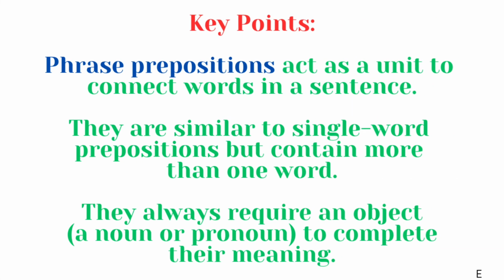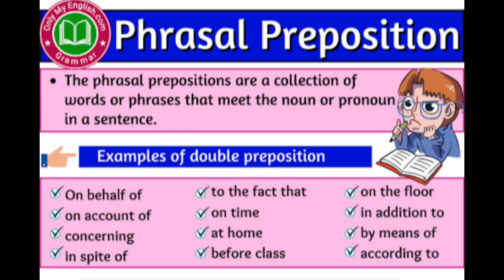Key points. Phrase prepositions act as a unit to connect words in a sentence. They are similar to single-word prepositions but contain more than one word. They always require an object, a noun or pronoun, to complete their meaning. Here are clear explanations and examples of phrase prepositions.